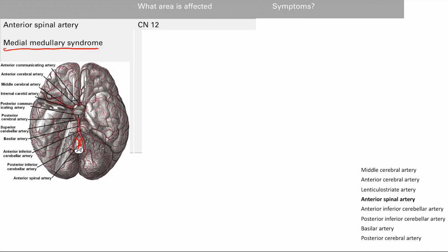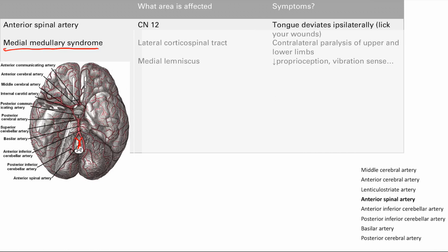Okay. What will happen with damage to cranial nerve 12? Remember that mnemonic that we talked about? It was called lick your wounds. Your tongue is going to deviate ipsilaterally. What's going to happen if you get damage to the lateral corticospinal tract? Well, you're going to get contralateral paralysis of your upper and lower limbs. Simple as that. And the medial lemniscus, what was that responsible for? Remember, it was responsible for proprioception, vibration sensation, and light touch. So you're going to get deficits. You're going to figure out all these deficits by knowing your anatomy and knowing that this is a medial medullary syndrome. That's going to tell you everything you need to know.